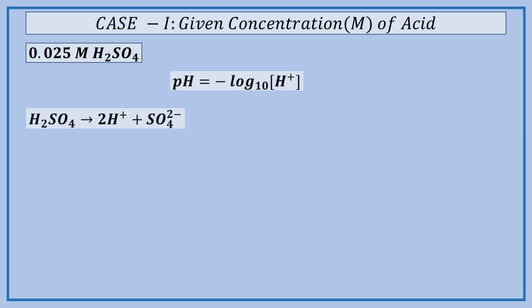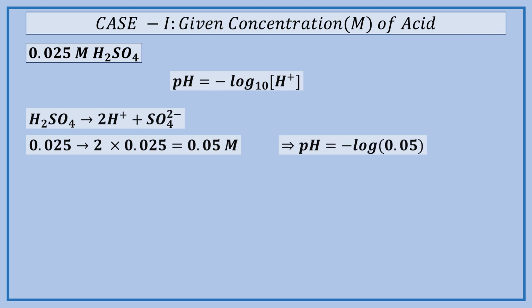And its basicity is 2, that is 1 mole of H2SO4 will give us 2 moles of H plus. Therefore, 0.025 molar concentration will give us 2 times 0.025 molar of H plus. We have now the concentration of H plus present in the solution. We will simply put this value in the formula for pH calculation. It will give us pH is equal to negative of logarithm 0.05.